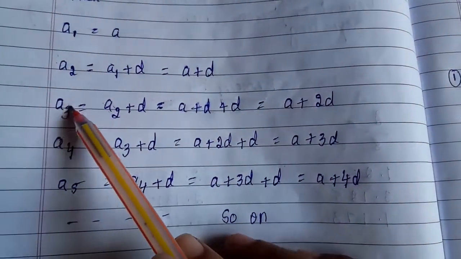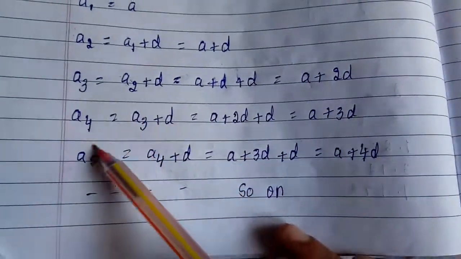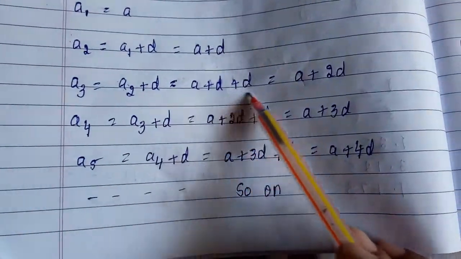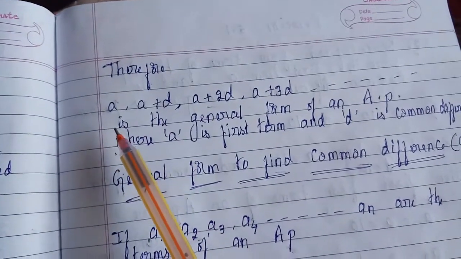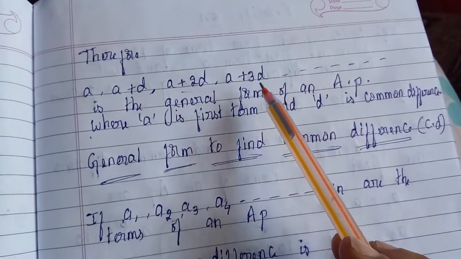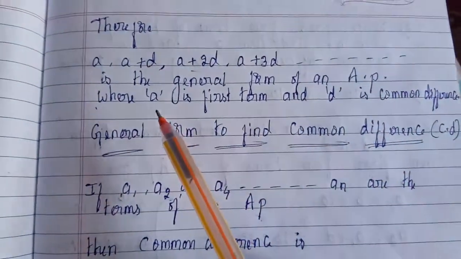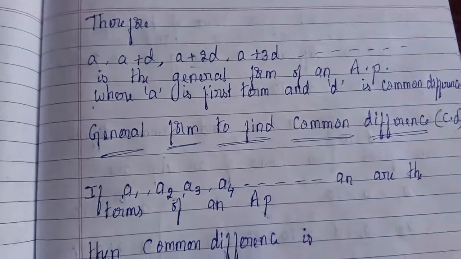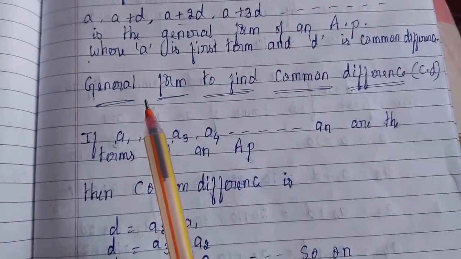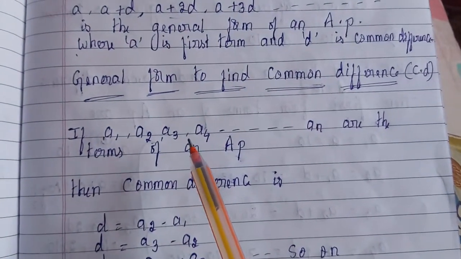So if you observe, you can see A3 can be written as A plus 2D. A4 can be written as A plus 3D. A5 can be written as A plus 4D. So the general form of an AP is A, A plus D, A plus 2D, A plus 3D, and so on, where A is the first term and D is the common difference. So till now we learned the definition of arithmetic progression and the general form of an AP. So let me move to the next topic.